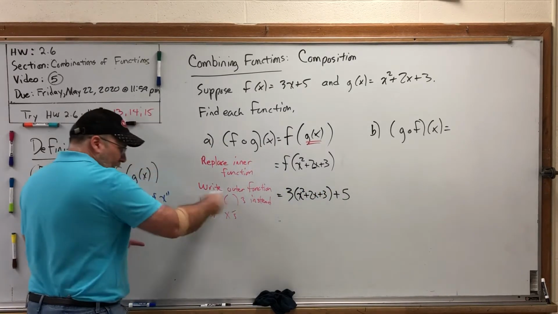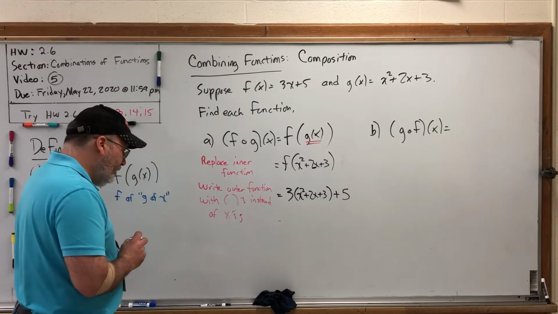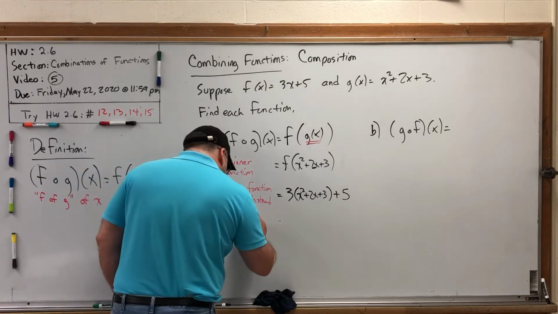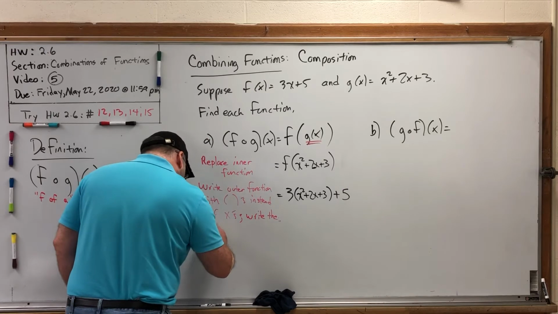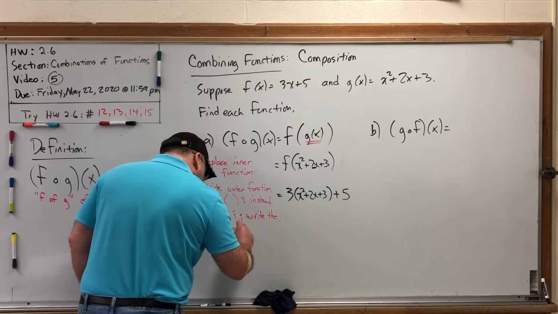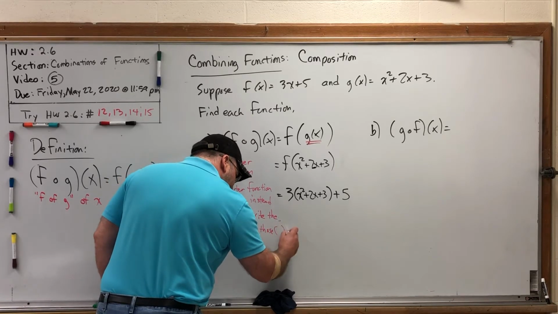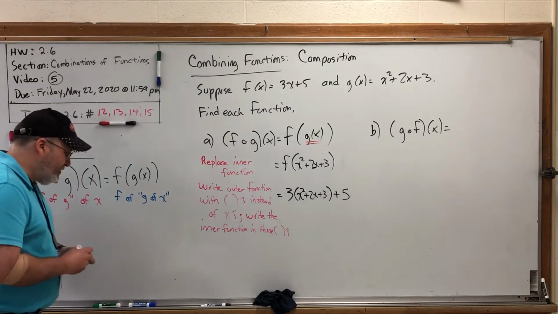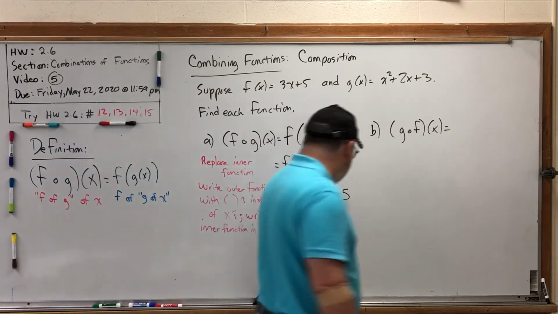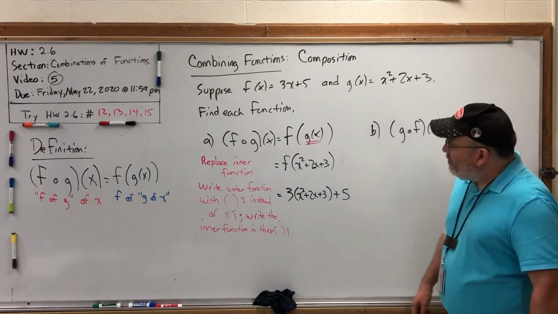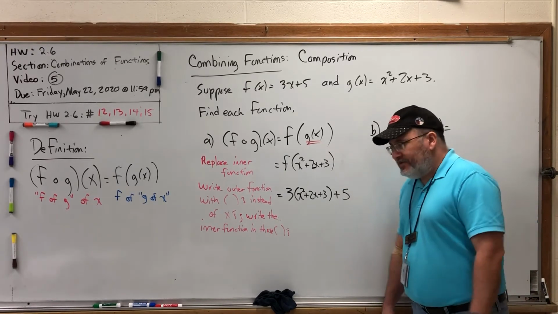So I'm actually going to follow up this red set of instructions with a semicolon and say, write the inner function in those parentheses. So you can actually do two moves at once. Set up the outer function and put the inner function into it. At that point, you've created the composition of the two functions. You've basically stuck one function inside the other.